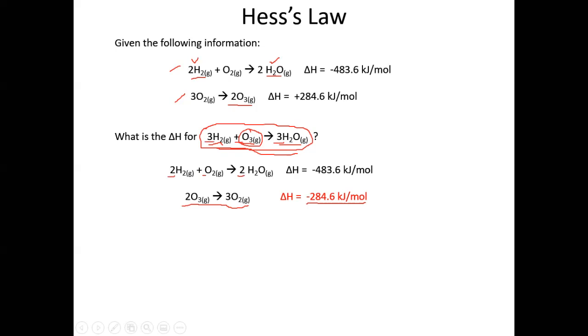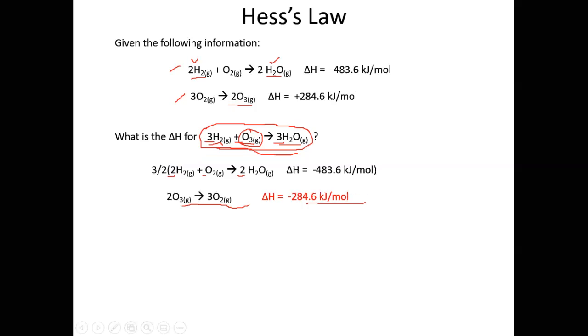So you notice that the coefficients of H2 don't match. So we need to multiply something so that we can turn a coefficient of 2 into 3. In order to turn 2 into 3, what do you have to multiply by? That's correct, 3/2. So we're going to multiply the top equation by 3/2 to get the new coefficients. When we multiply the top equation by 3/2, that includes the delta H as well. It has to be multiplied by 3/2.